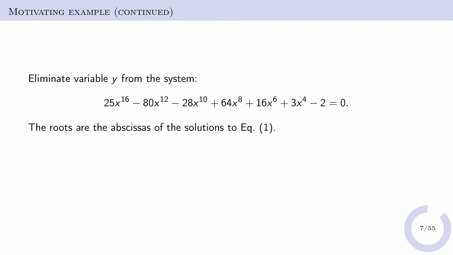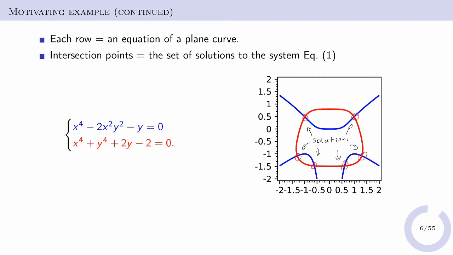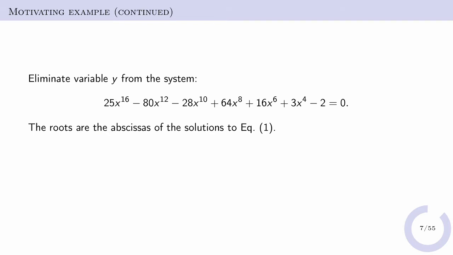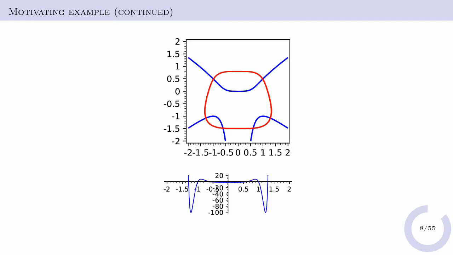In general, this equation will be of quite a high degree, and in fact, generally, the degree of the eliminant, this single polynomial that you get, will be the product of the degrees of these two polynomials. So here it's 4 times 4 gives 16. So we have a single equation of just one variable of high degree. And the important thing is that the roots of this equation are just the abscissas of the solutions of the original system.